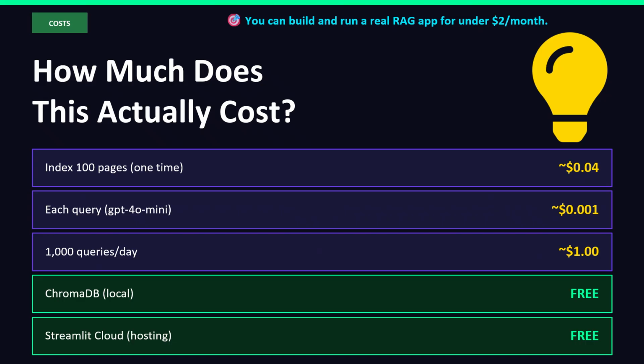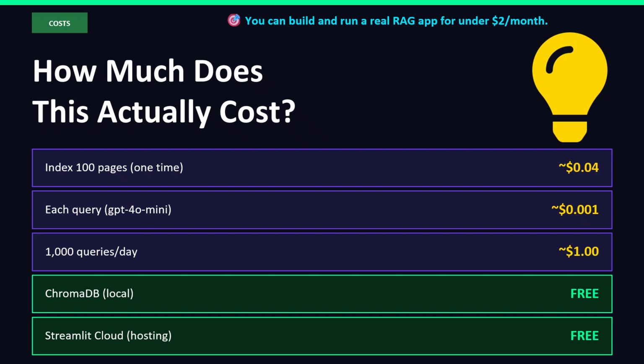Let's talk money, because this is where people get surprised. Indexing 100 pages with OpenAI embeddings costs just about 4 cents, one time. Each query using GPT-4o mini costs about 1/10 of a cent. 1,000 queries a day costs $1. ChromaDB is free, runs locally, no subscription. Streamlit Cloud hosting is absolutely free.